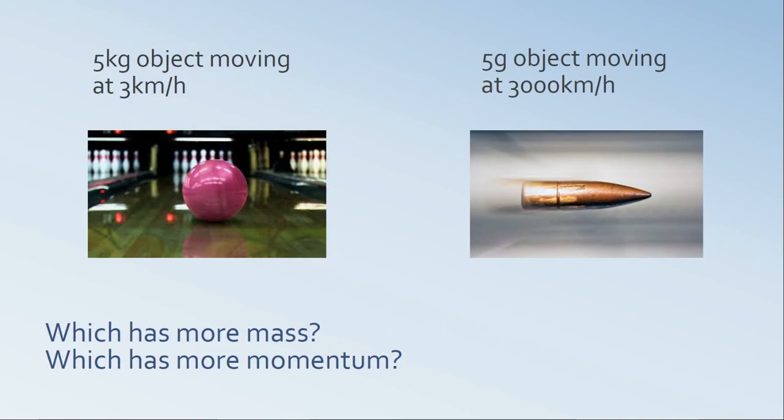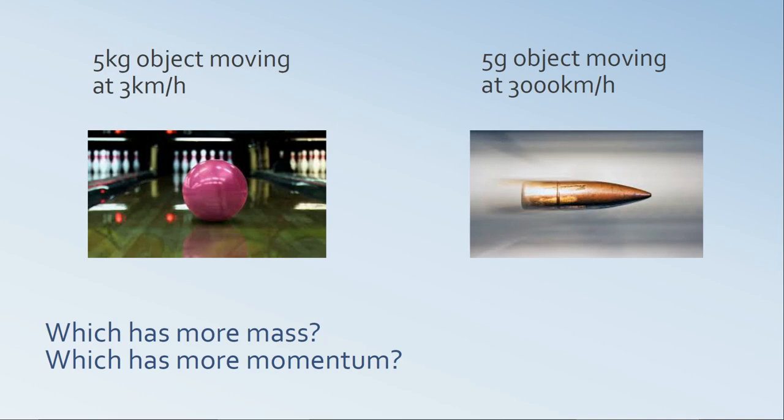Let's look here. We have a bowling ball, which weighs about 5 kilograms, and it's rolling pretty slowly down the alleyway at about 3 kilometers per hour. And then over here on the right, we have a bullet that weighs about 5 grams, and it's moving at about 3,000 kilometers per hour. So which one would you say has more mass? Well, obviously the bowling ball at 5 kilograms has much more mass than a 5 gram bullet. It has about 1,000 times more mass. But which has more momentum?